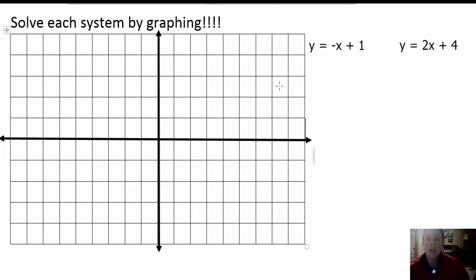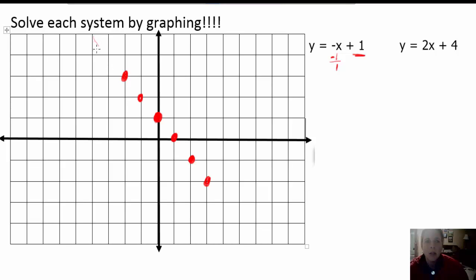Okay, so if we're going to graph this first one, my y-intercept is 1, and my slope is -1. Remember, it's -1 over +1. So down 1 to the right 1, down 1 to the right 1. It's going to look like this, or up 1 to the left 1, up 1 to the left 1, like this. Okay, so we're going to draw a line.